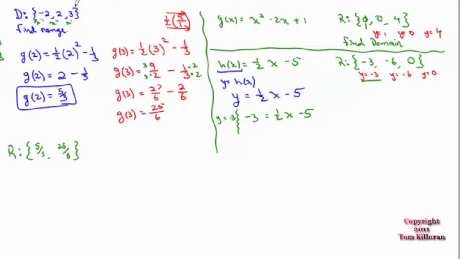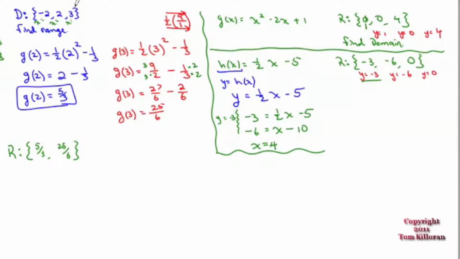What would be your first step? Multiply by 2. Get rid of the fractions. Who wants to work with fractions? Here we can get rid of them. Over there we had to work with them because we were just simplifying. So if I multiply everything by 2, this becomes -6 equals x minus 10. Now what? Add the 10 across and you get x is equal to 4. So there's one of them.